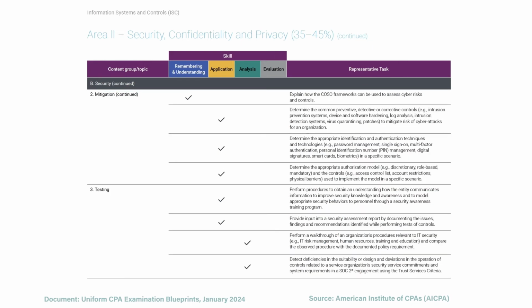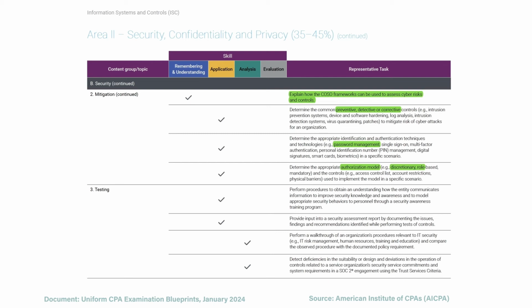From there, we want to know how the COSO frameworks can help us to assess cyber risks. Then we want to focus on internal controls, preventive controls, detective controls, and corrective controls. Then we focus on identification and authentication techniques and technologies, such as how we manage our passwords. Then we talk about having the proper authorization model. Should it be discretionary-based, role-based, or mandatory?